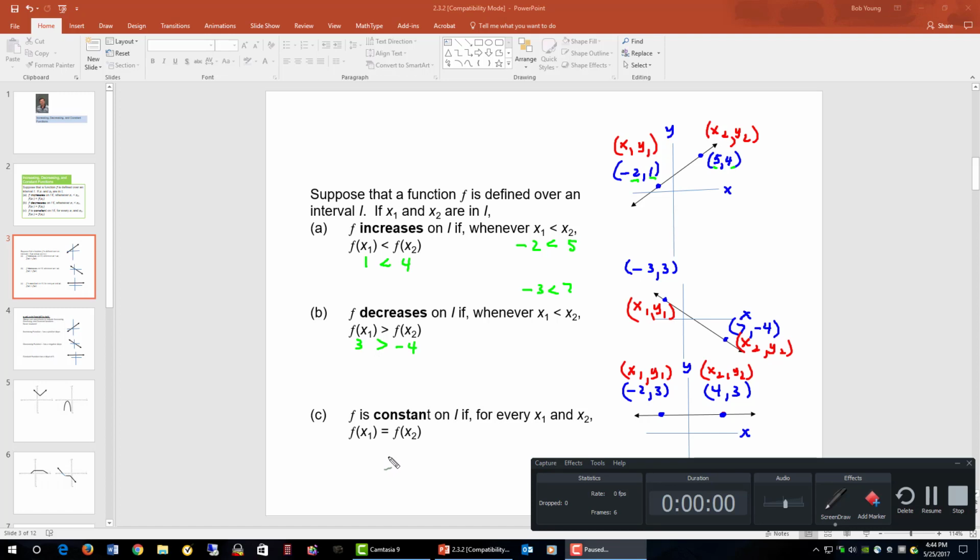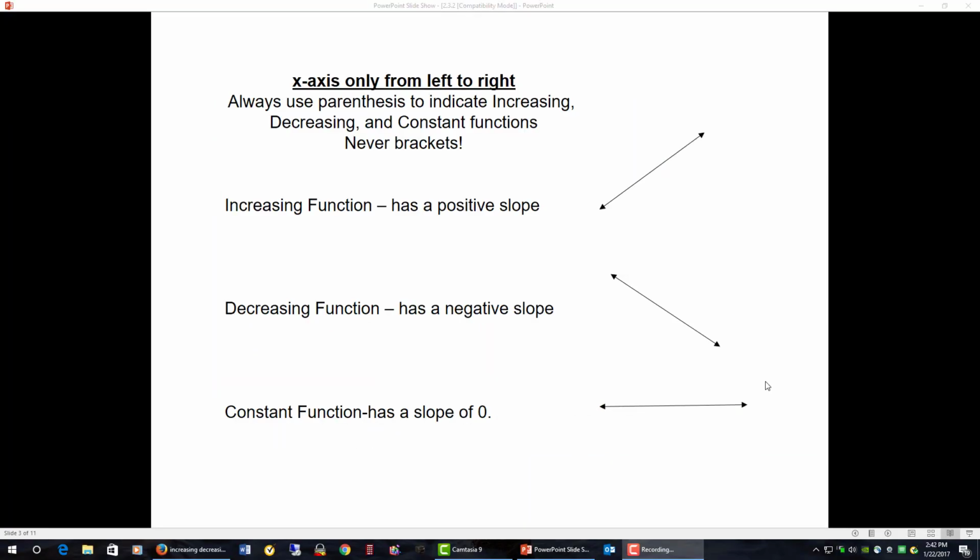So what I want to go ahead and present next is how I like to look at this in a little bit different light, and I hope it helps you see increasing, decreasing, and constant functions. Now, what I like to tell my students, correlating with these rules, I always like to say increasing functions have a positive slope from left to right along the x-axis. So when I look at increasing, decreasing, constant functions, I'm looking at the x-axis only from left to right, so I don't care about the y-axis. And always use parentheses to indicate increasing, decreasing, constant functions, never brackets. We'll get to that as well.